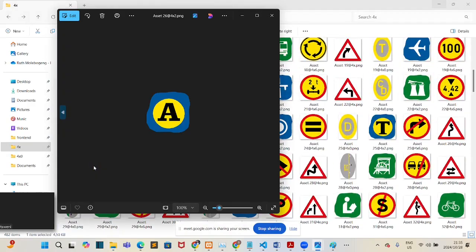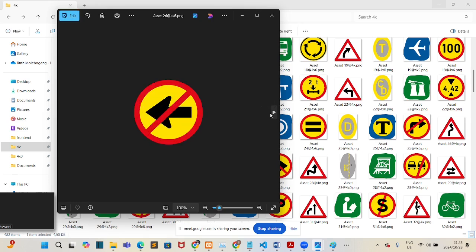You are given this sign, and the question says, what does this road sign indicate to road users? A, it indicates an alternative route. B, it indicates an airport. C, it indicates a pickup point. Alternative route, correct. This sign indicates an alternative route which leads to the very same destination. Let's see the next question.